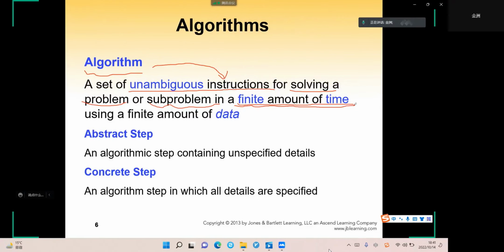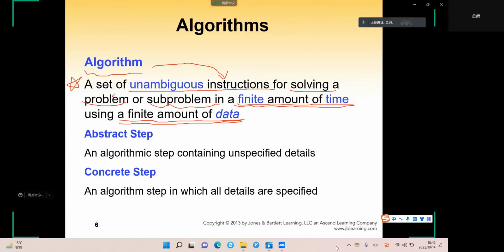And the most important thing is it should be finished in a finite amount of time. That is quite important, because you always hope your program finishes within a limited time. Besides the limitation of time, another limitation is that you use a finite amount of data. You don't want your algorithm to process an infinite amount of data. So the time and the data are supposed to be limited. So an algorithm can be defined as a set of instructions to solve a problem or sub-problem in a finite amount of time using a finite amount of data.